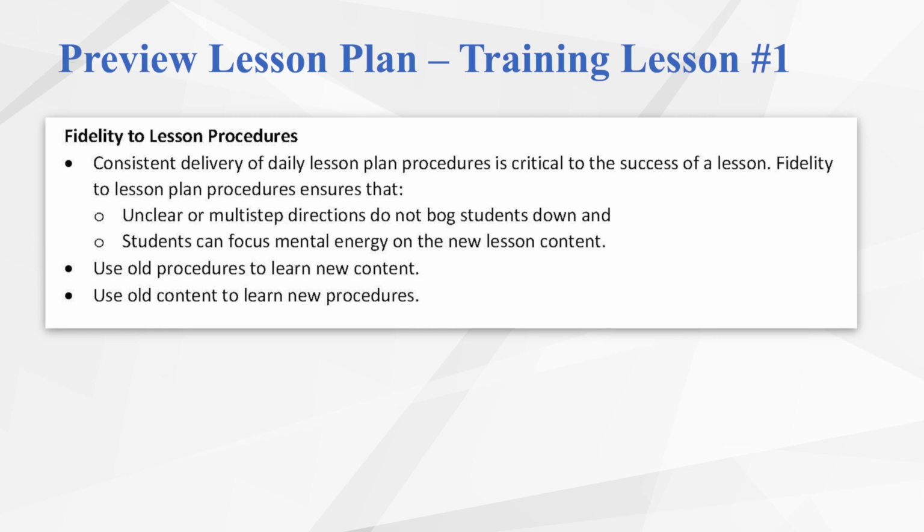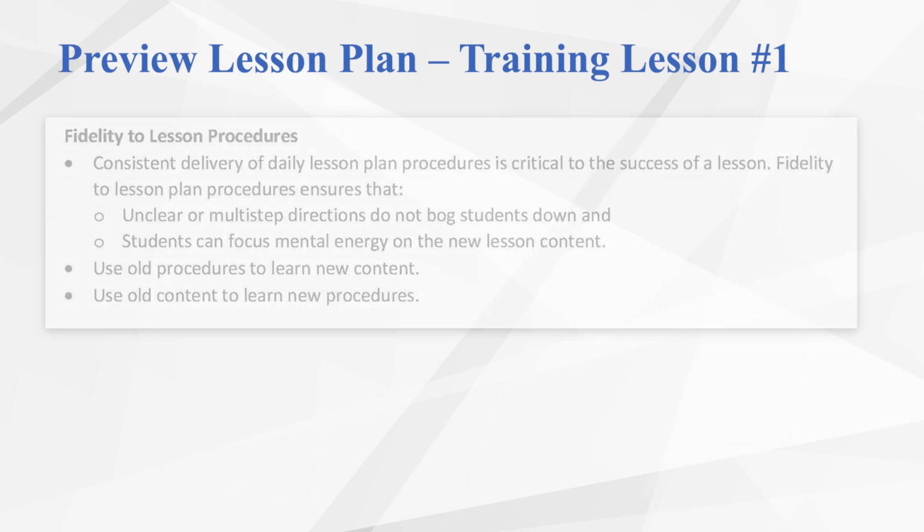One of the characteristics that makes an Orton-Gillingham lesson different from a traditional phonics lesson is the consistency in which lesson plan content is delivered. When we deliver an OG lesson with fidelity, we're able to prevent students from being bogged down by unclear or varying directions. Instead, students can focus their mental energy on learning the content. One of the things that we know from cognitive scientists is that if we use old and familiar procedures to learn new content, our brain can focus on the content. If we need to teach a new procedure, we should do so with familiar content, allowing students to focus their energy and brain power on learning the steps of the procedure.